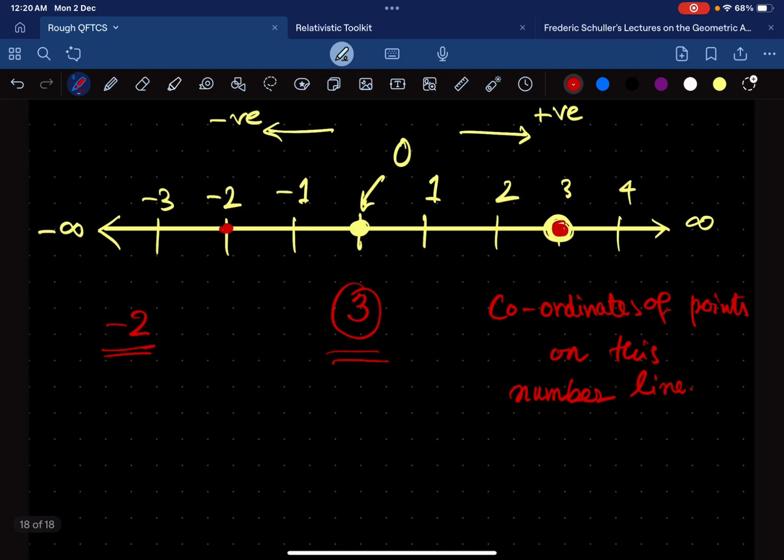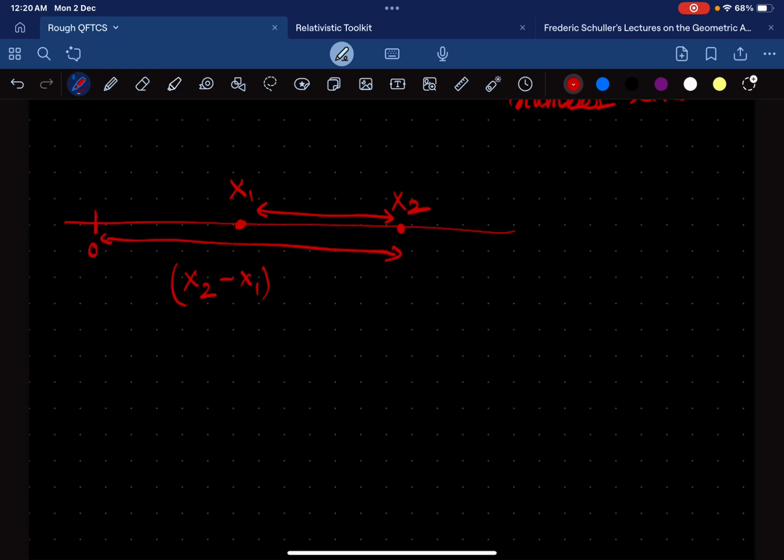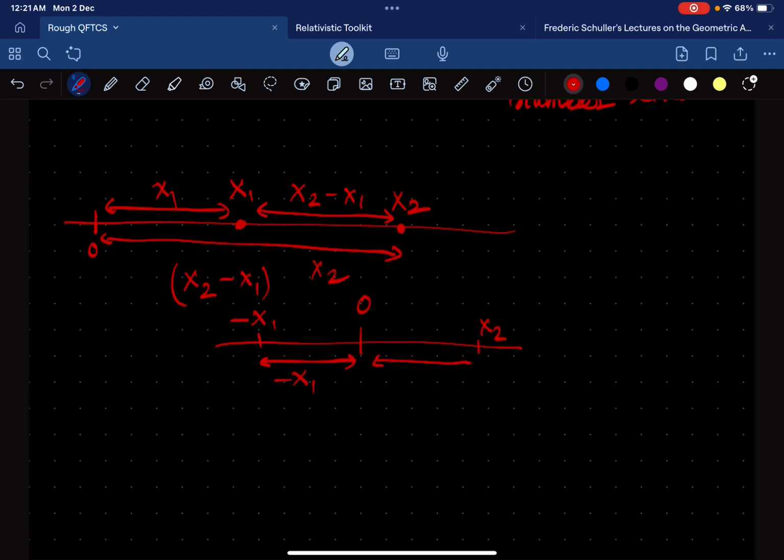Firstly, suppose on the number line we have a point called x1 and another point called x2, and we want the distance between them. What will be the distance between them? It's nothing but x2 minus x1. If 0 is here, then x1 is the distance from 0 to x1, and x2 is the distance from 0 to x2, so the distance is definitely going to be x2 minus x1. Even if 0 is in the middle of x2 and x1, then this distance is minus x1 and this distance is x2.